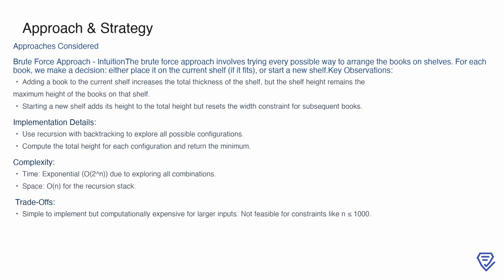To solve this problem, one of the approaches we might initially consider is the brute force method. The intuition behind this approach is straightforward. For each book, we decide whether to place it on the current shelf or start a new shelf. When adding a book to the current shelf, the total thickness of that shelf increases, but its height remains the maximum height of all books on that shelf. On the other hand, starting a new shelf resets the width constraint for any subsequent books but adds the height of the new shelf to the total height.